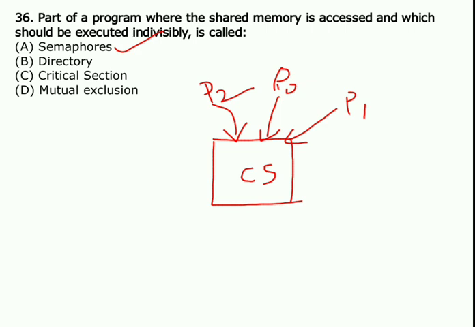So what is the mutual exclusion here? Mutual exclusion means only one process must be there in the critical section. And each process must be independent of each other. That is called mutual exclusion. So the answer is critical section. A critical section is a part of a program code or any main memory location.